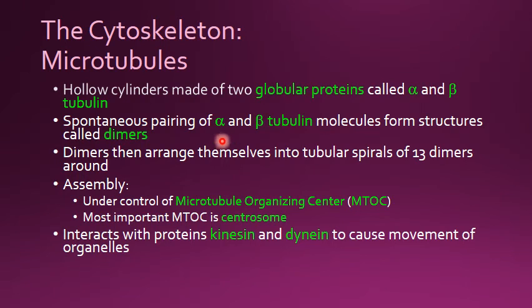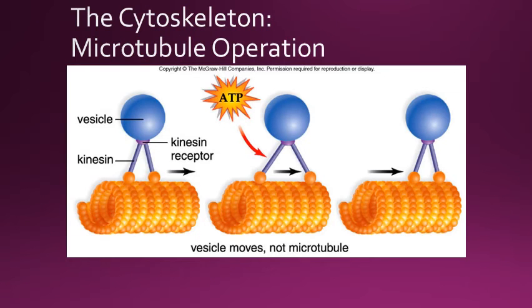Microtubules are a hollow cylinder made of two globular proteins called alpha and beta tubulin. Spontaneous pairing of alpha and beta tubulin molecules forms structures called dimers. Dimers then arrange themselves into tubular spirals of 13 dimers around. You don't need to worry about this stuff. So here they are. There's the alpha and beta wrapping up, creating dimers. And so this whole structure is the microtubule.